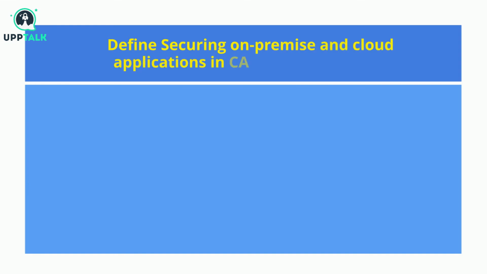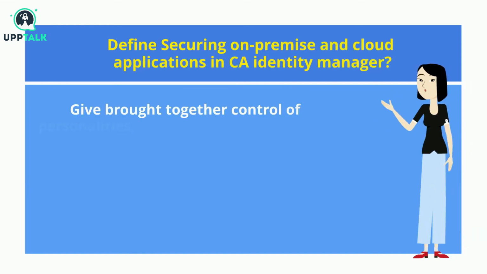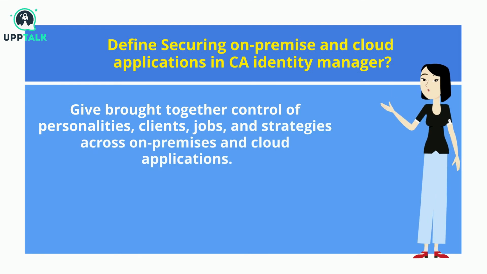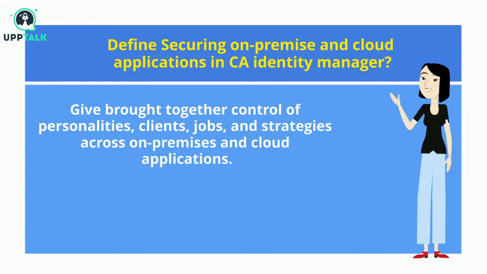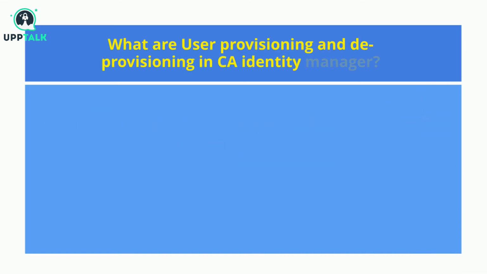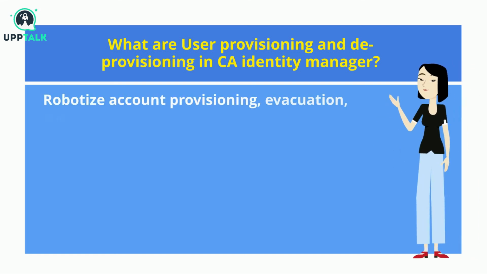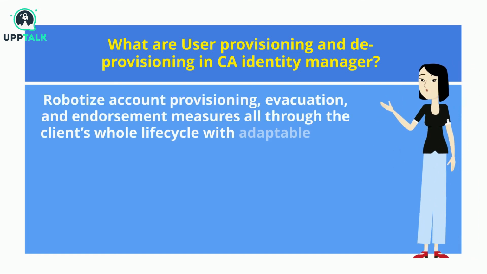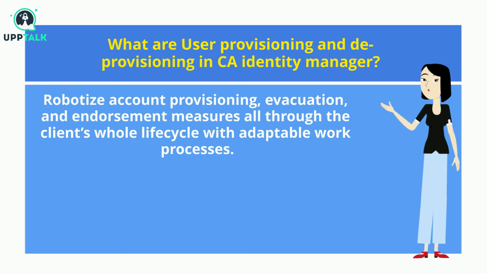Define securing on-premise and cloud applications in CA Identity Manager. Provide unified control of identities, users, roles, and policies across on-premises and cloud applications. What are user provisioning and deprovisioning in CA Identity Manager? Automate account provisioning, removal, and approval processes throughout the user's whole lifecycle with flexible workflows.